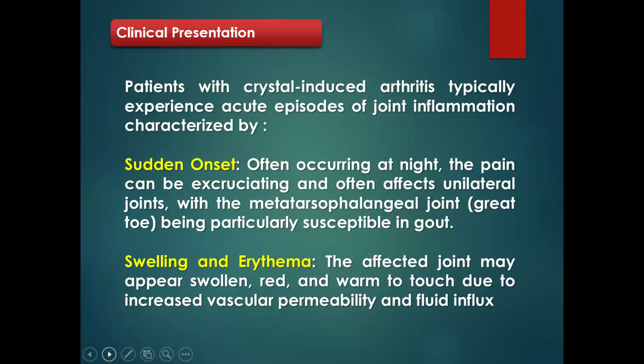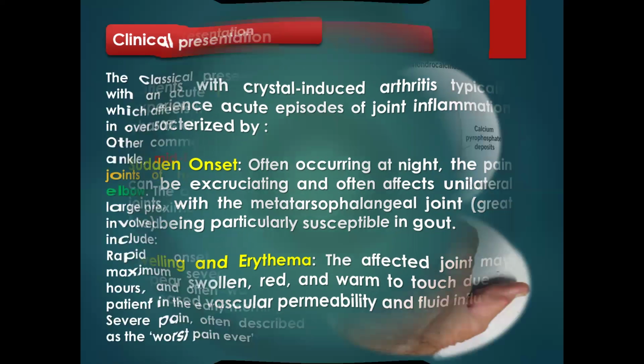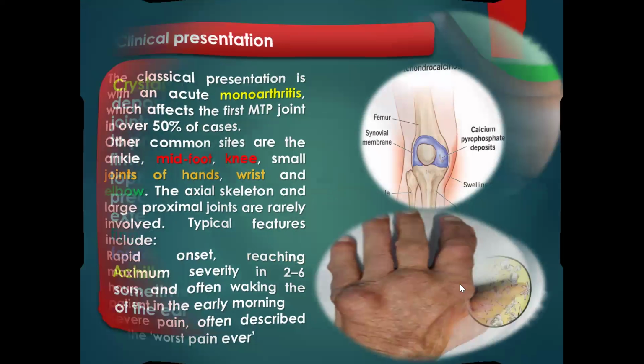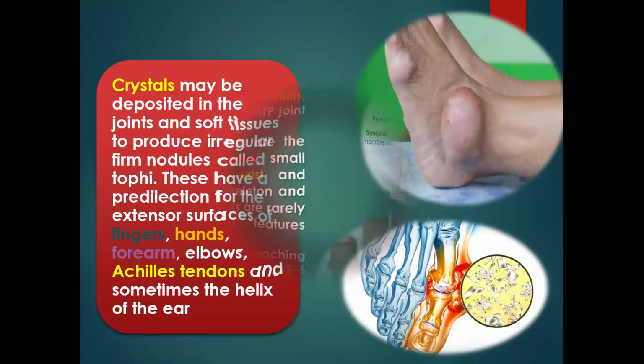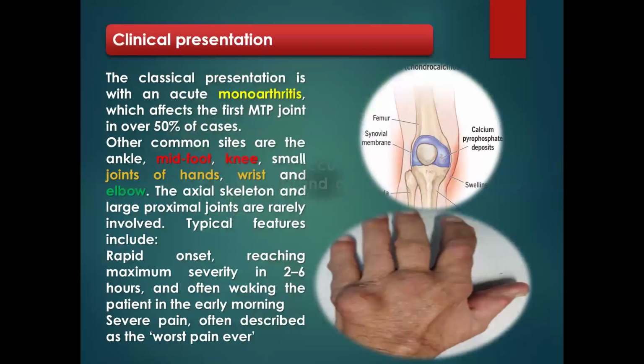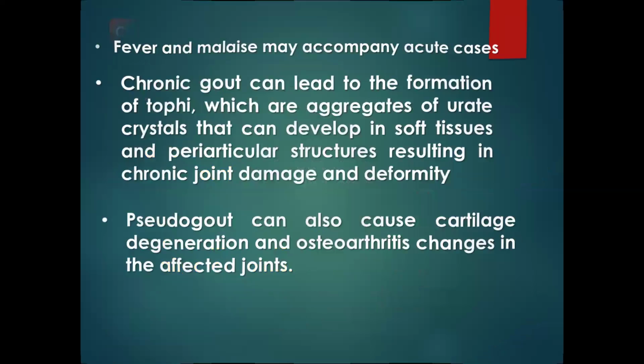Erythema is redness, and swelling. The affected joints may appear very swollen, red, and warm to touch due to the increased vascular permeability and fluid influx due to the inflammation. If you look at this big toe, I see that it's reddened, inflamed. Look, the shape of the joint is already distorted. It is painful. It is reddened. So these are the clinical signs of gout arthritis.